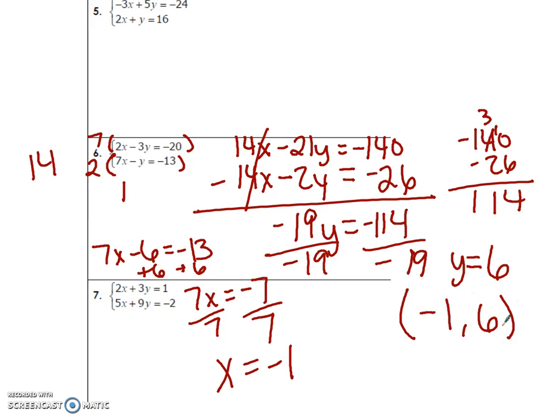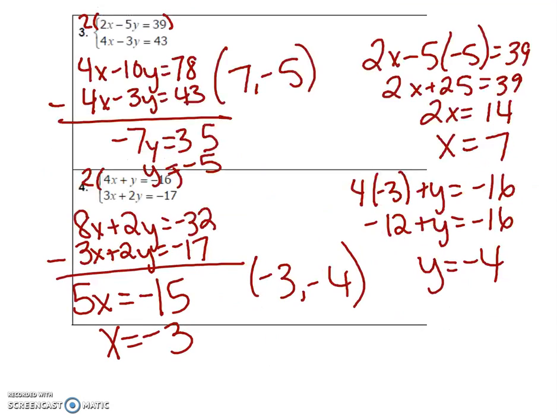Okay, you're going to work the rest of these examples on your own. So pause the video and then you can come back to check your answers. All right, so let's review your answers. I've shown my work so you can see what I did. Okay, on number 3, it's 7, negative 5. Number 4, negative 3, negative 4. Remember, you can pause and look over it if you need to.